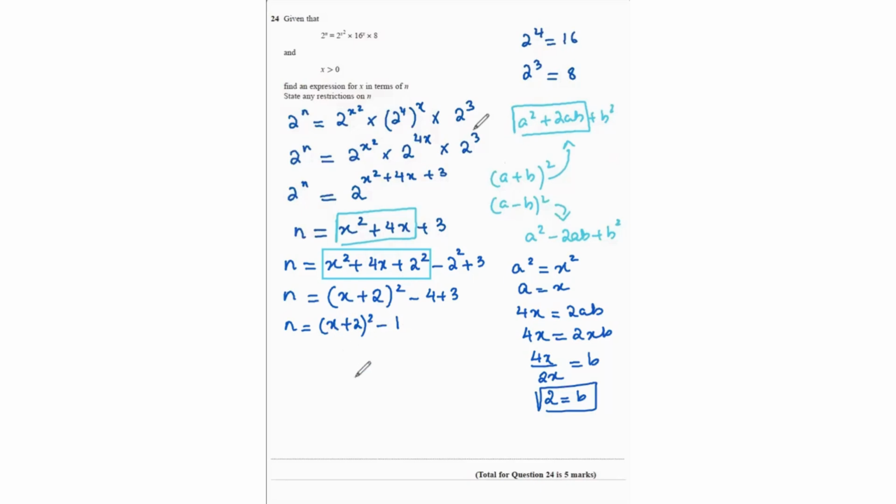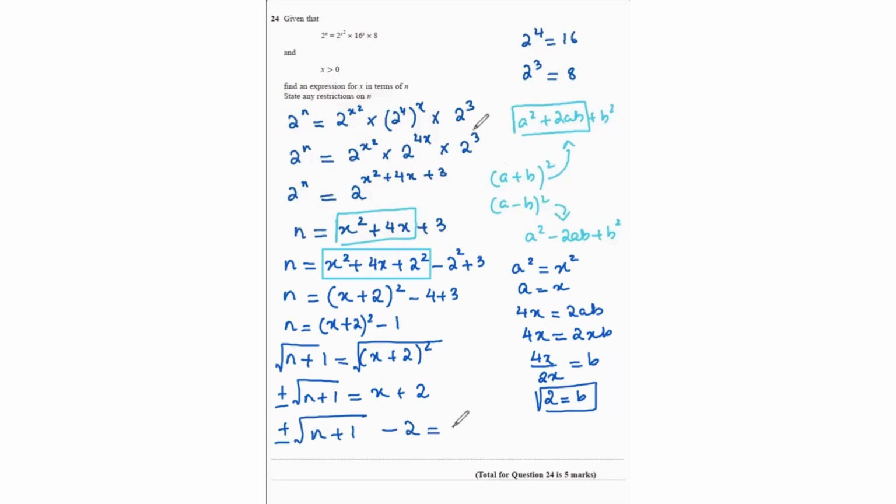Now, there's just one x in the equation compared to what we had previously. So we can easily make that x the subject and make the equation in terms of n. So we do n plus 1 equals (x plus 2) whole squared. Then we take the square root on both sides. So we have plus minus root of n plus 1 equals x plus 2. And then we have plus minus root of (n plus 1) minus 2 equals x.